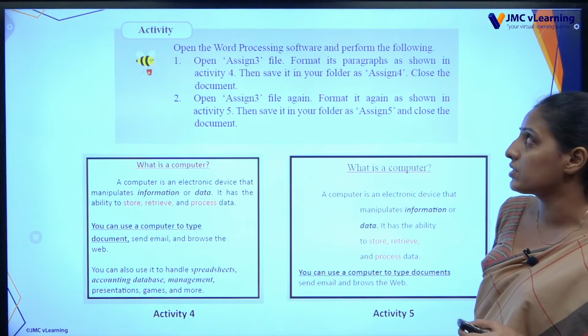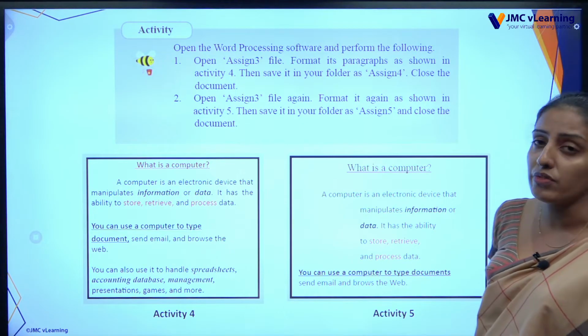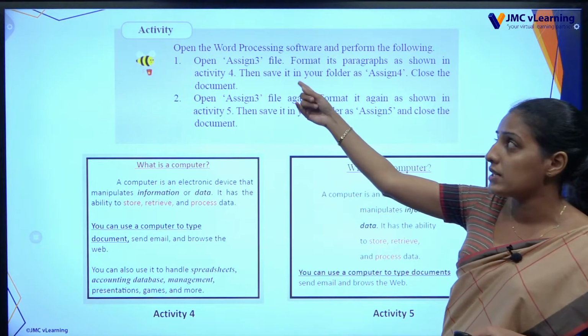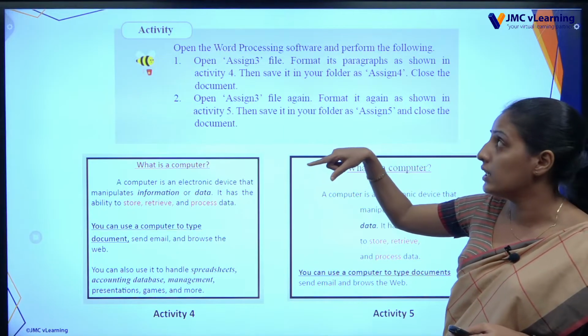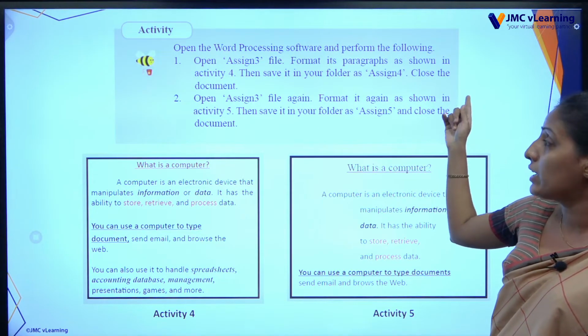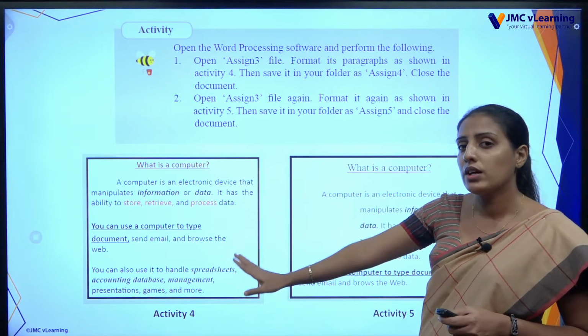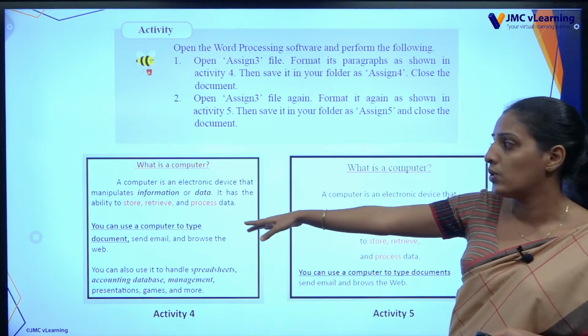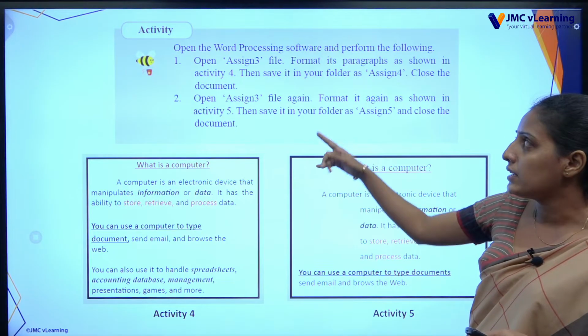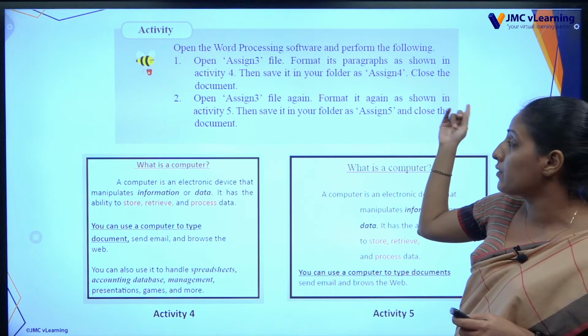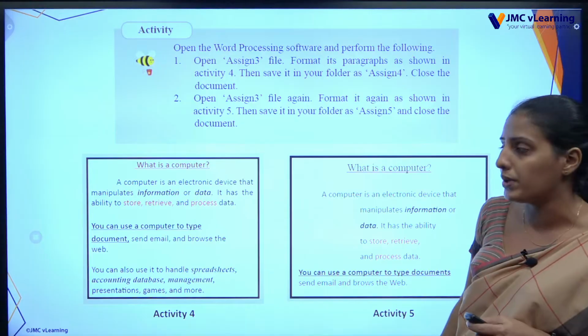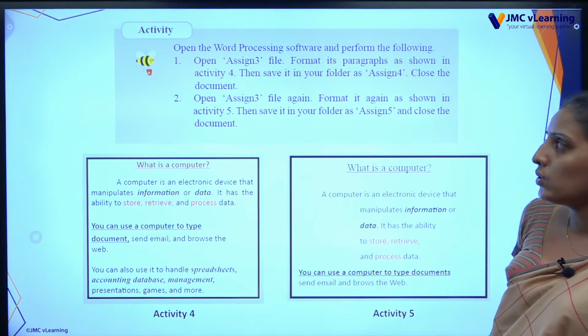So, now they have given an activity for you. Open the word processing software and perform the following. Now, you have to open the assign 3 we have created earlier. Format its paragraph as shown in activity 4. This is activity 4. Now, you have to change it into like this. Then save it in your folder as assign 4 and close the document. So, let us start to do that.